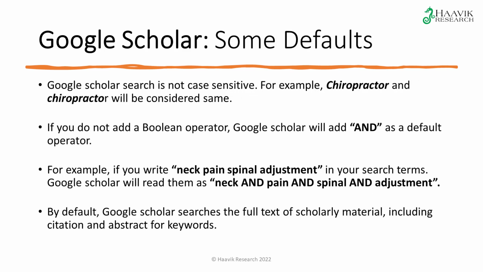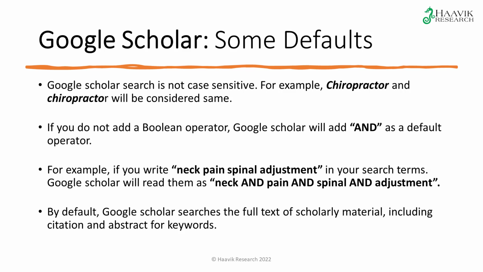So before starting a search, it is quite important to understand the platform. And here are some of the Google Scholar default options. So one thing that's very good to know is it doesn't worry about case sensitivity. It doesn't matter if you've got uppercase, lowercase, it really doesn't matter. And this is really good to know, right? So if you typed in chiropractor, either spelled with a capital C or a little c, you get the same results.